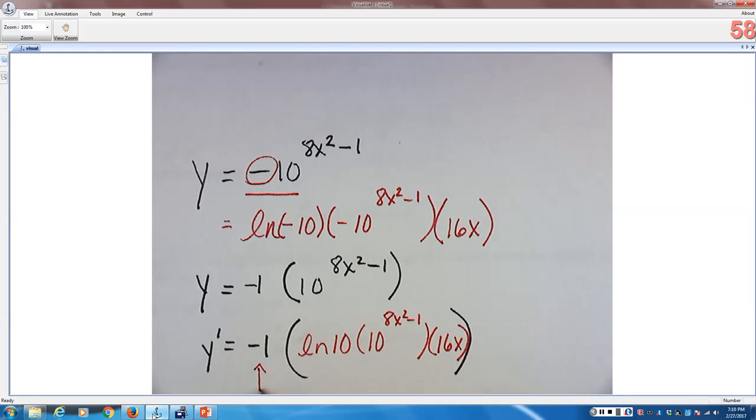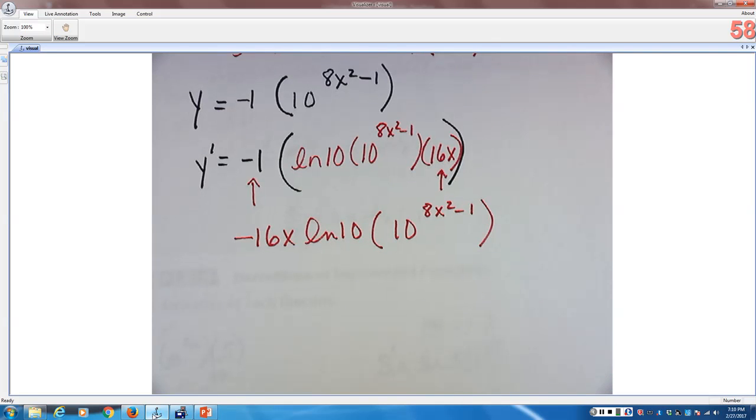If you want to put the negative 1 together with the 16x, it would be negative 16x ln 10 times 10 to the 8x squared minus 1 power, and it should take that just fine. So I'm glad I picked that one because you would have a little trouble figuring out where the negative came from in the end and why it didn't work.